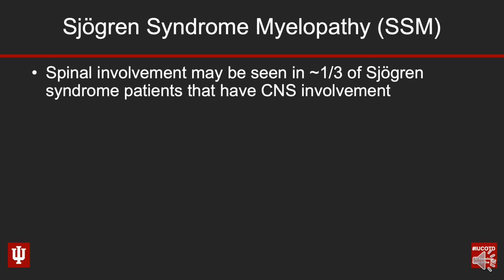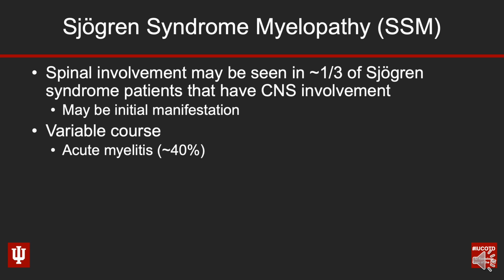Now, in patients who have Sjögren syndrome and they have CNS involvement, spinal involvement is seen in about a third of those cases. So most of the time you'll get brain involvement, but about a third of the time of patients who have true CNS involvement, you'll see spine involvement. And that may even, in fact, be the initial manifestation of their Sjögren's. It sort of has a variable course when it involves the spine like this. About 40% of the time they'll have an acute myelitis like this patient had.